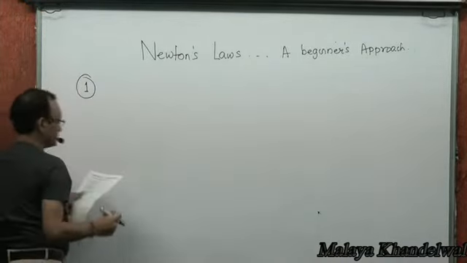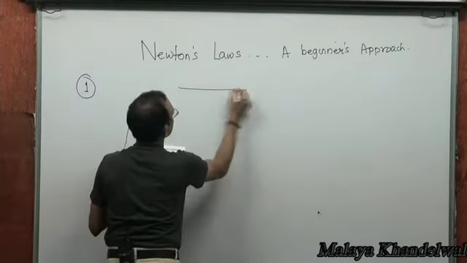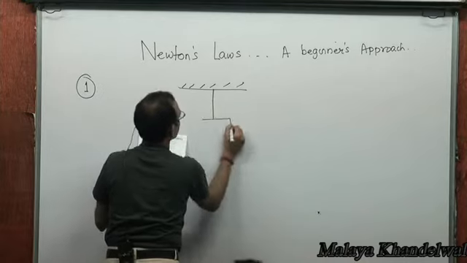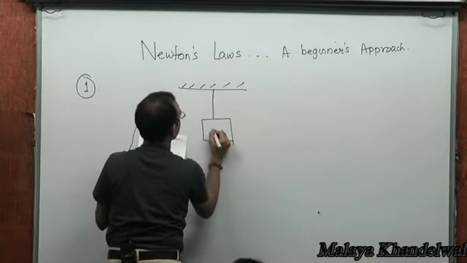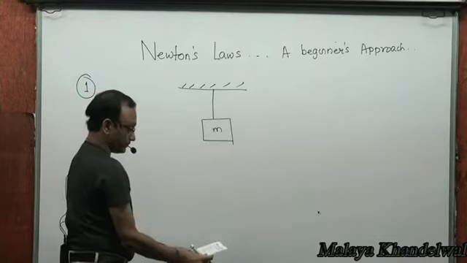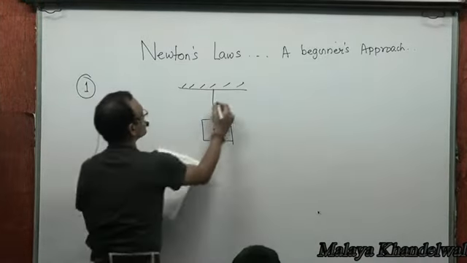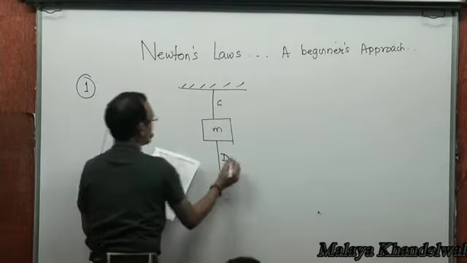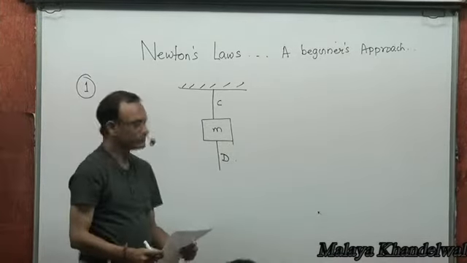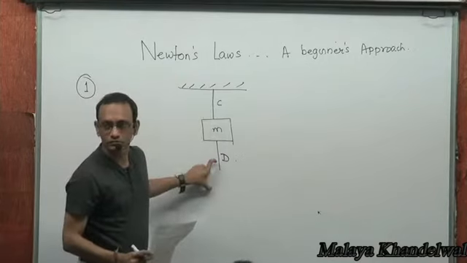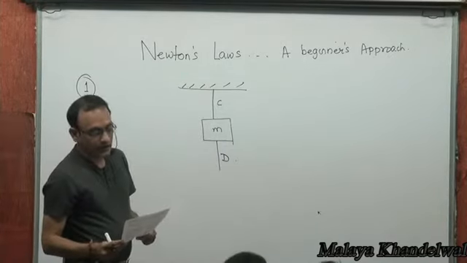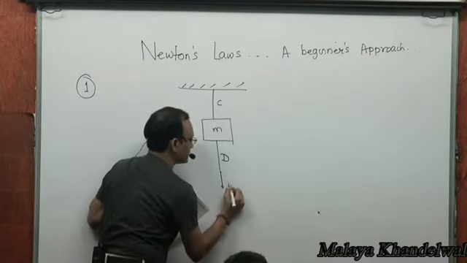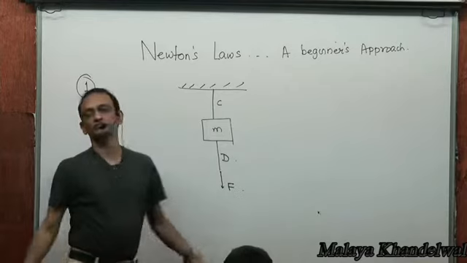The first problem of this is about a mass m, and there are two strings. This is string C, and there is this string referred to as D. They are made of the same material, and D is pulled on steadily. There is a force F applied at the lower end of D.